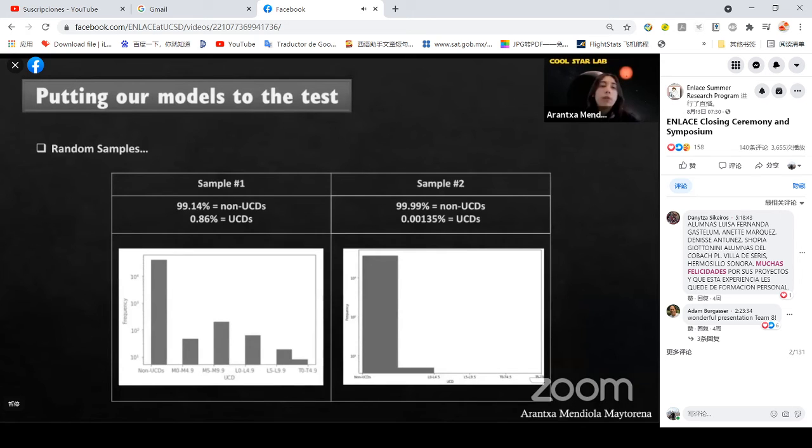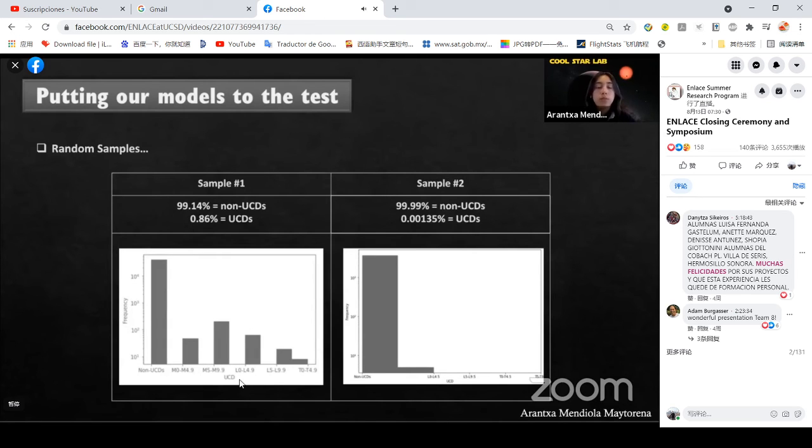Hi, I'm Aranza, and I will be presenting how we put the random forest models we built to the test. To put these models to the test, we extracted 2 random samples from different coordinates in the sky. In the first sample, 99.14% of our sources were classified as non-UCDs, and 0.86% of the sources were classified as UCDs. On the bottom, we can see a graph showing this distribution.